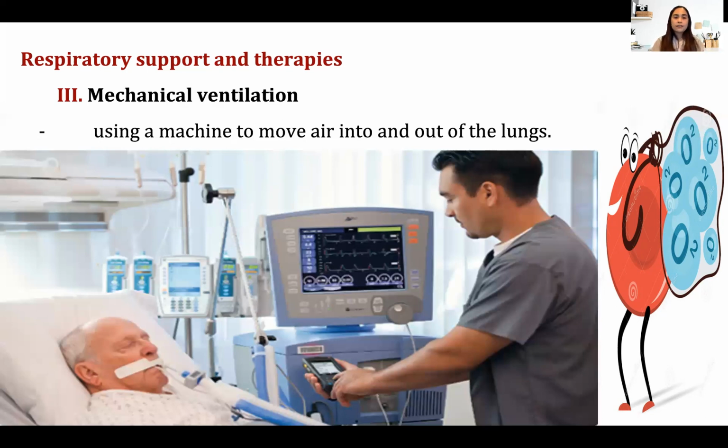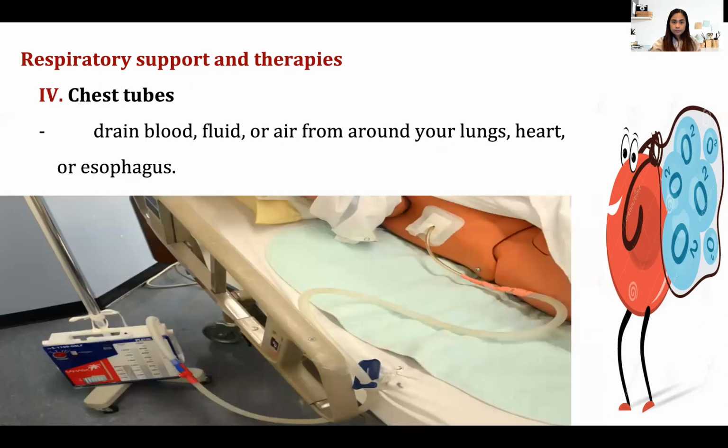Next, we have mechanical ventilation. It is the machine which is attached to the endotracheal tube, tracheostomy tube, or oropharyngeal tube. This is a machine to move air into the lungs. It is like artificial lungs. We are not responsible for operating this. The one responsible is the respiratory therapist, because they are the ones trained to do it.